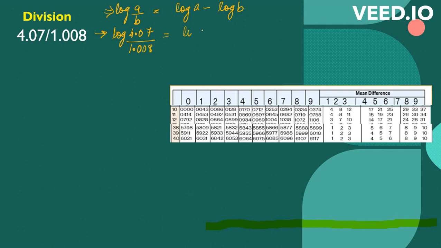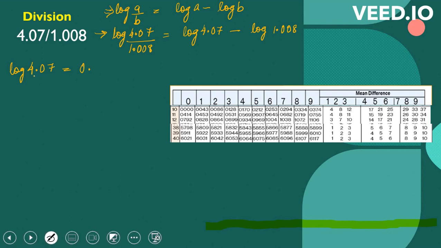So that means log of 4.07 minus log of 1.008. You have to subtract both. So let's go ahead and find it. Our log of 4.07 is how many digits before the point? One digit. So 1 minus 1 is equal to 0 point.